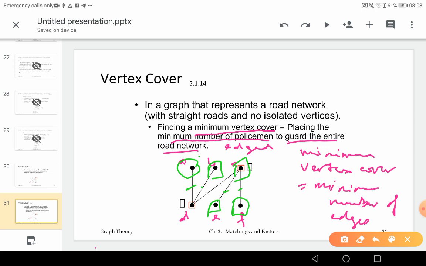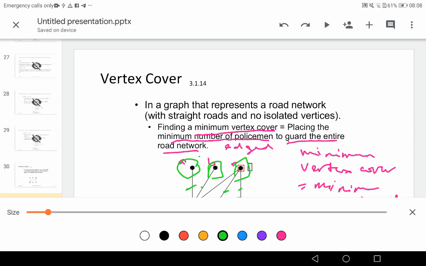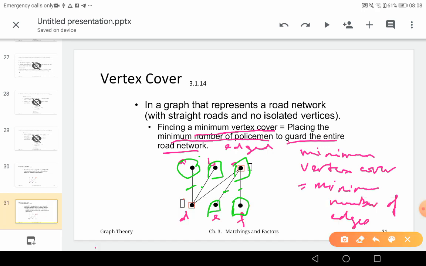But how do you cover all the others? You want to find the minimum number of policemen that will cover all the roads. Where is the best place? Let's say we put them at D and C. If you put the policeman at D, you will cover A, B and C. If you put one at C, you will cover C, E and F. So you only have 2 policemen. So what is the minimum vertex cover for this to cover the roads?